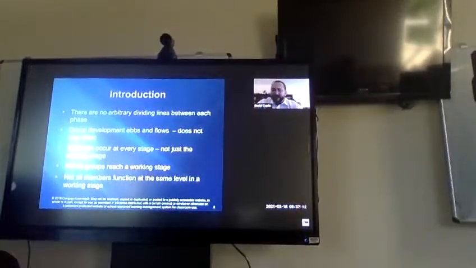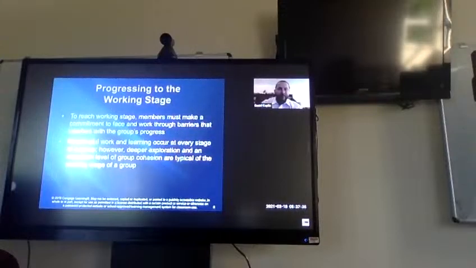So each stage has its own function, but not every group reaches the working stage, as I said. And even if the group as a whole is in a working stage, not every individual is at the same point at the same time. So we have to understand their individual differences even when the group moves. So you have to be mindful where the group is and where the individual is.